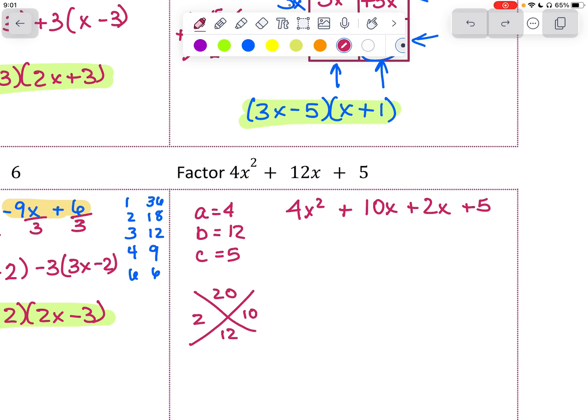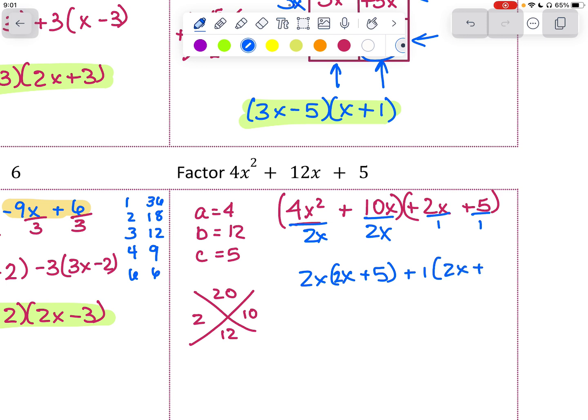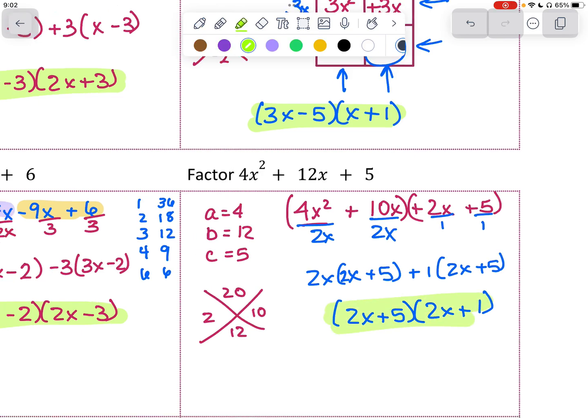So I'm going to group and then factor out a common factor. These two share a common factor of 2x. So that leaves me with 2x times x plus 5. And these two don't have anything in common, so I can always factor out a 1. So then we have a shared factor of 2x plus 5 and a leftover factor of 2x plus 1. And that is my factored form.